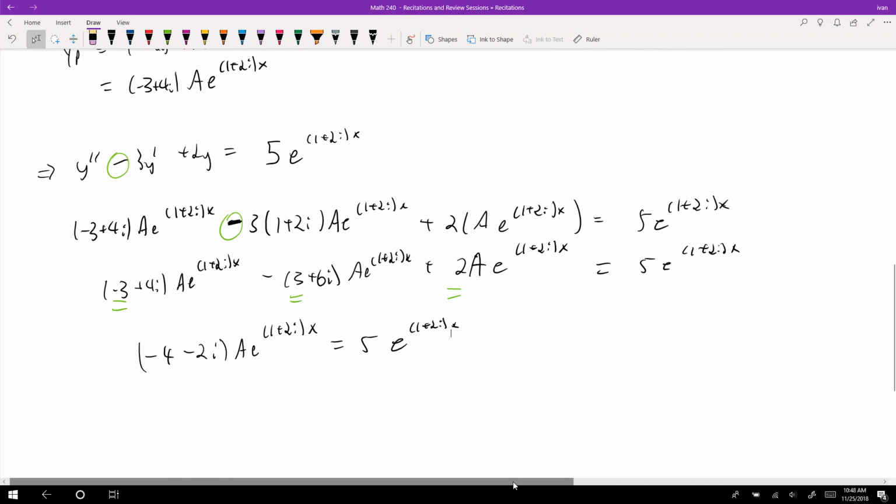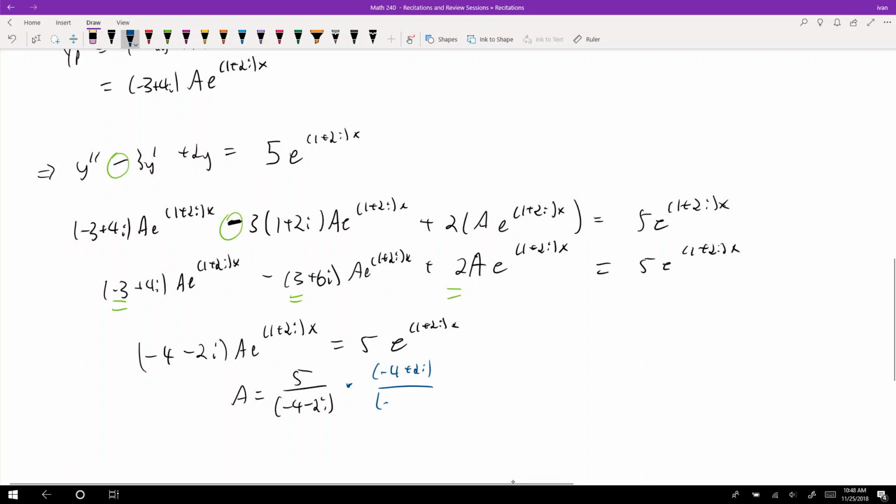Okay, and then we want to solve for a, which ends up being 5 over negative 4 minus 2i. And okay, we want to rationalize the denominator, so we multiply by the complex conjugate, negative 4 plus 2i. Pro tip, the denominator always becomes a squared plus b squared, so that's negative 4 squared plus 2 squared. That's going to be 20. And then the numerator is going to be negative 20 plus 10i. So this ends up being a is negative 1 plus 1/2 i.